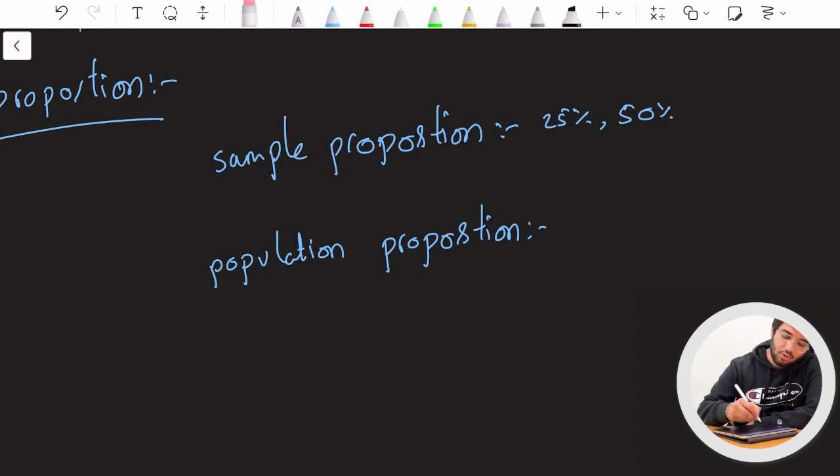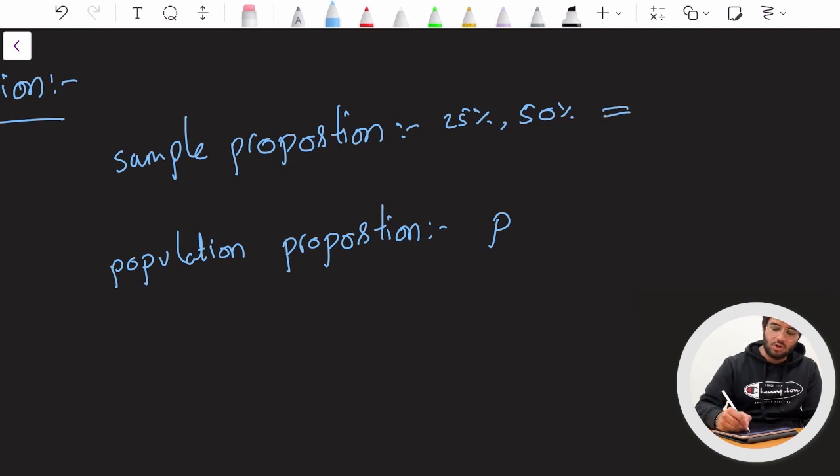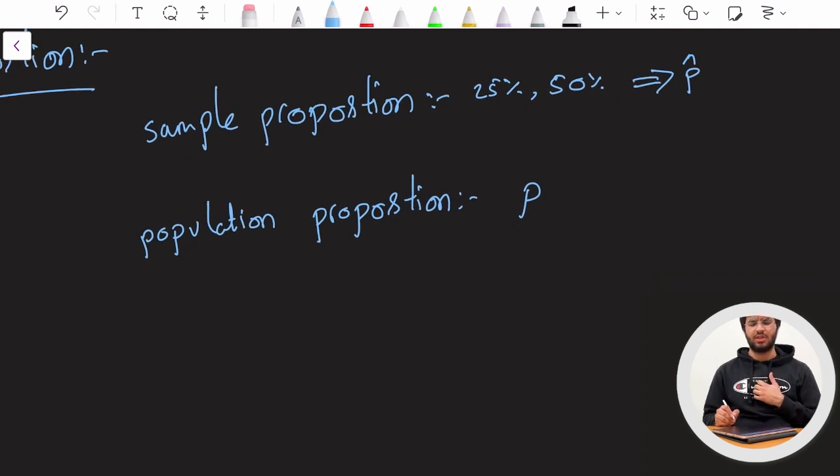And your population proportion is the proportion of the entire population. So in our case, it would be out of the billion songs, what percentage of them actually have a catchy chorus or actually are hit songs, okay? And we denote that by P. More on notation, we denote the sample proportion with P hat, okay? So that is what we do then.